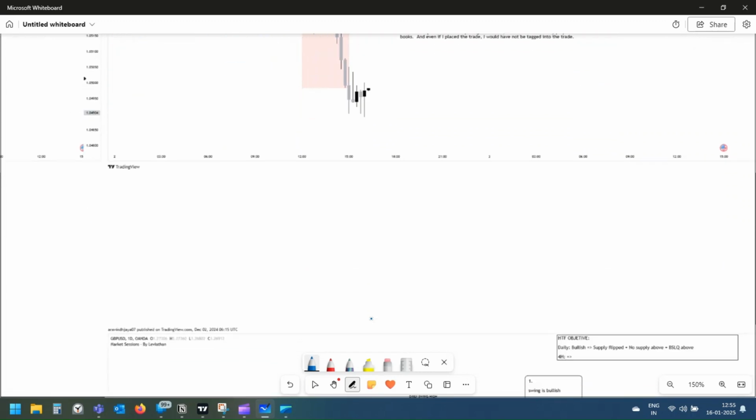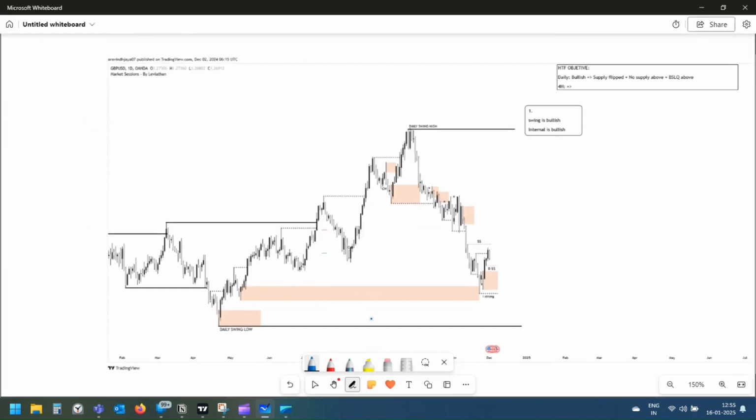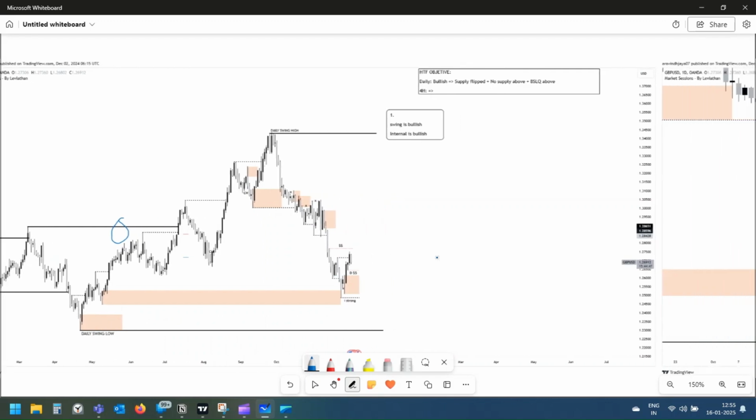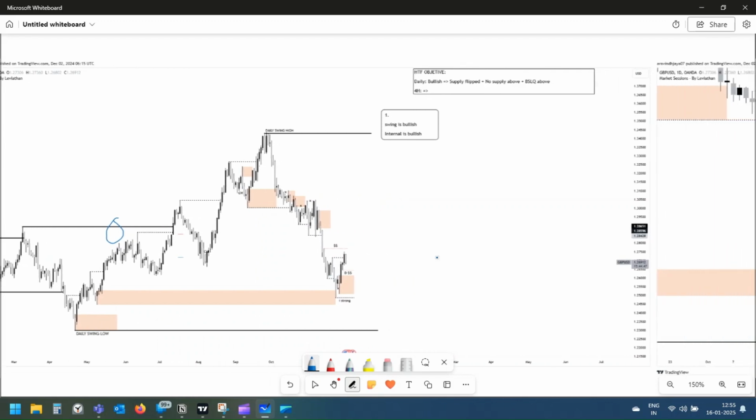Okay, jumping into GU. Let's see what happened on GU on this day. In GU, the swing structure is bullish. Internal is also bullish. So now it is contradicting the EU as well.